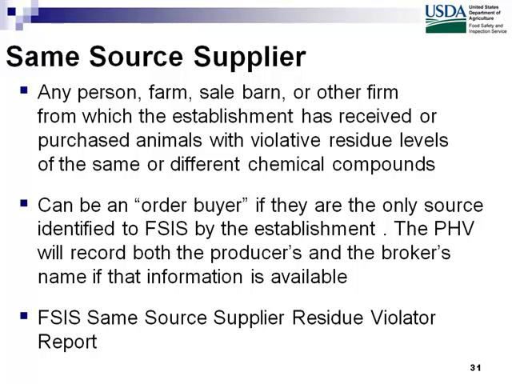And FSIS maintains the same source supplier residue violator list. It's updated at least weekly, and this list contains the producer's information, it contains where the animal was found when they had that residue violation, and it's available to the public. And so it is a way for the establishments and the plants to also know and be responsible for recognizing when they could be receiving shipments from suppliers that have had residue violations in the past.